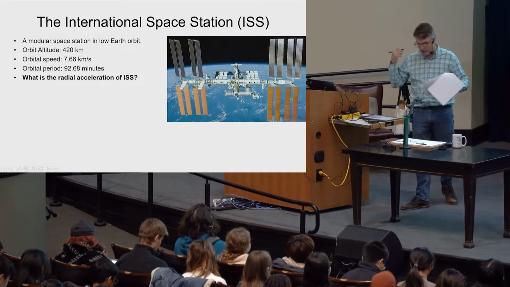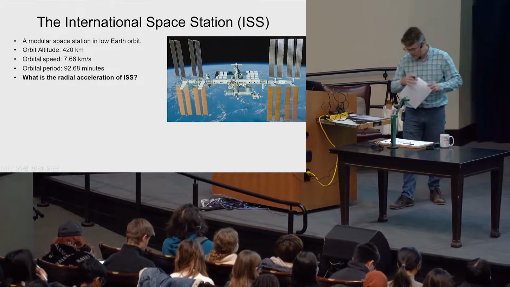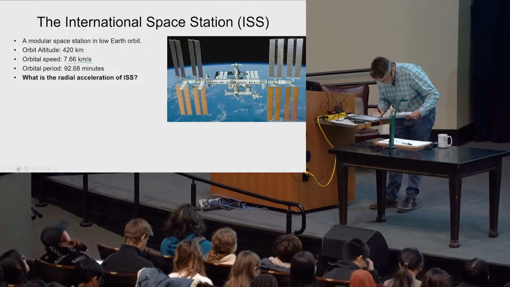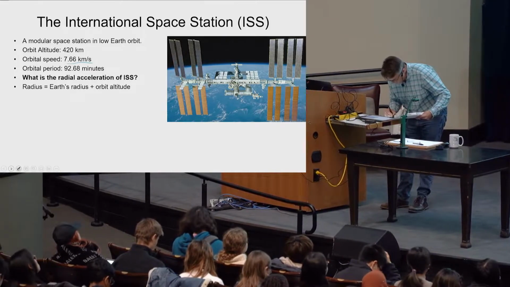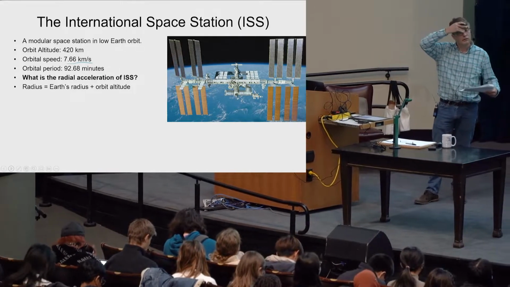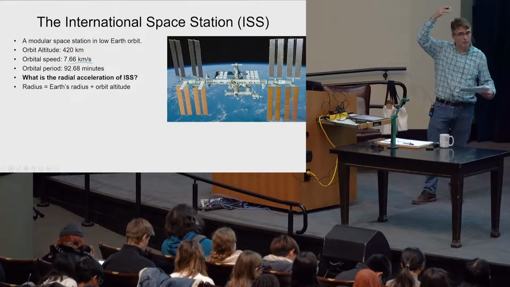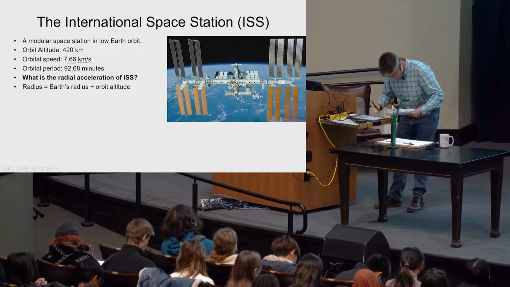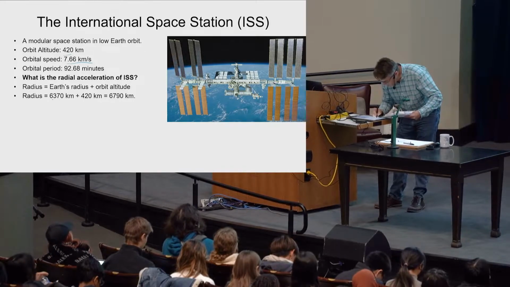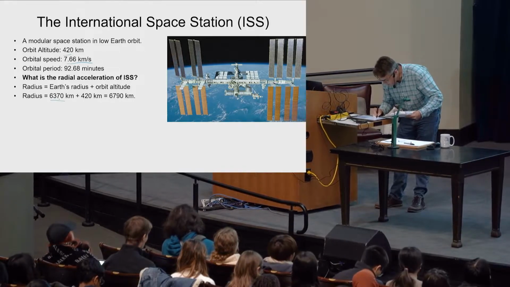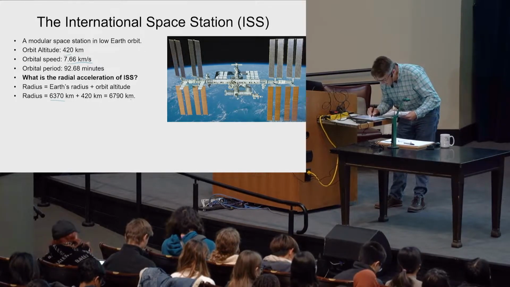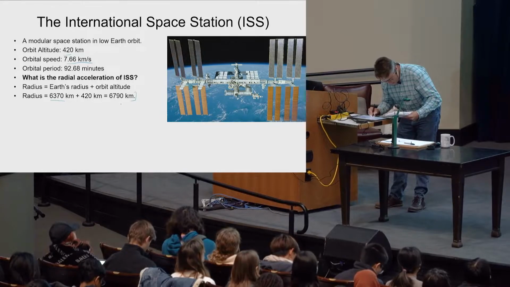If something's going in a circular path at this 7.66 kilometers per second, you should be able to figure out the radial acceleration, where the radius is going to be whatever the Earth's radius is plus this altitude. Altitude is how many kilometers you are above sea level, right? So if you just add it, you get 420 kilometers plus the radius of the Earth, which is 6,370, a little bit more accurately. You get 6,790 kilometers as r, the radius of the circular path.